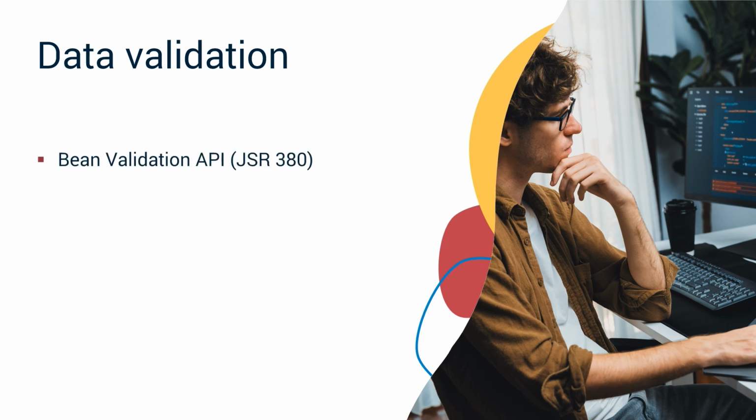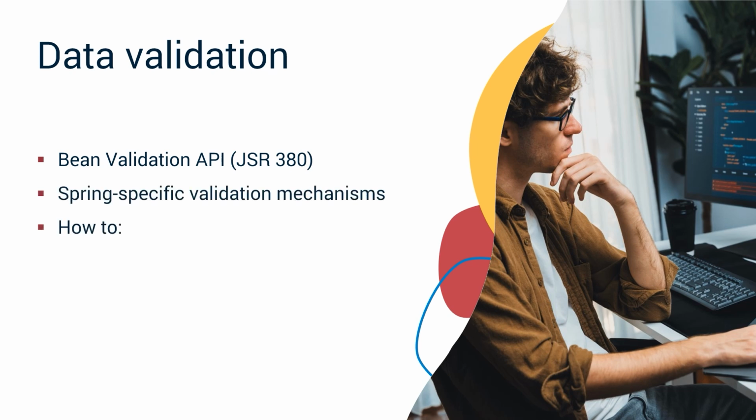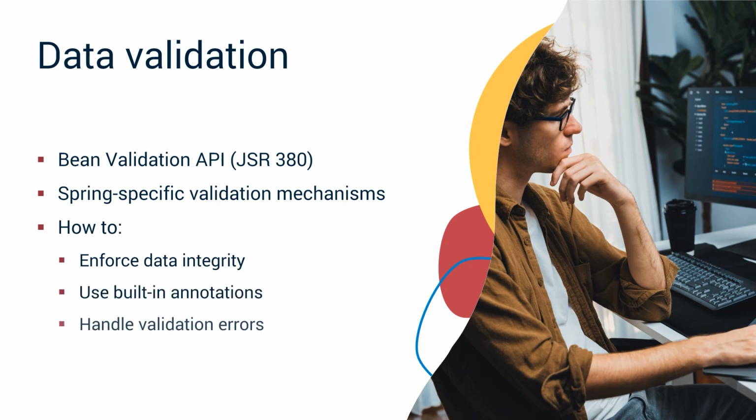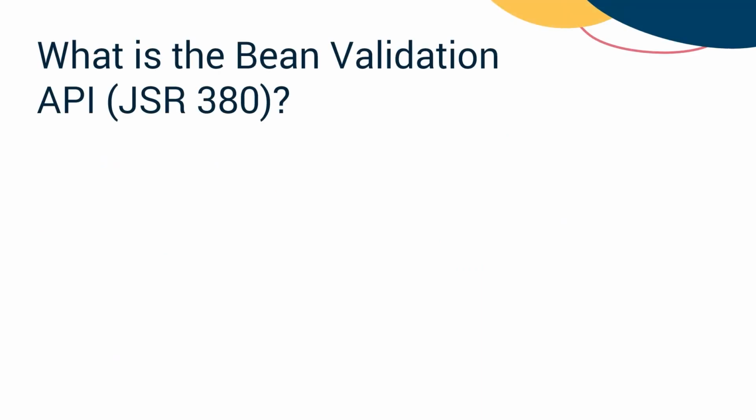This video explores the Bean Validation API, JSR 380, and Spring-specific validation mechanisms. You will understand how to enforce data integrity with built-in annotations, handle validation errors, and implement custom validation for advanced use cases. Let's begin by understanding the Bean Validation API, JSR 380.